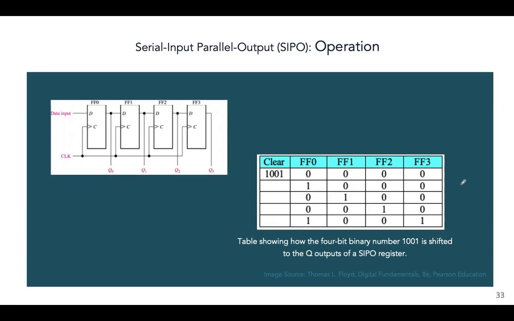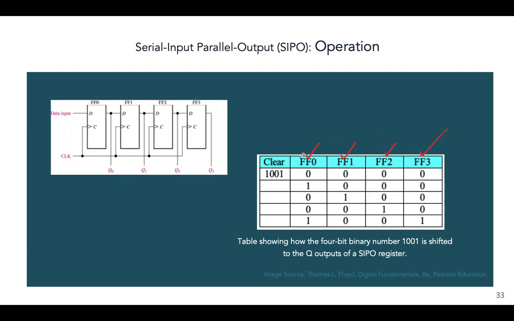Now let's take an example to illustrate the operation of a SIPO register. So this is a table which shows how a 4-bit binary number 1001, just an example, is shifted to the outputs of a SIPO register. So how does it work? This is the first flip-flop, the second one, the third one, and the fourth one.